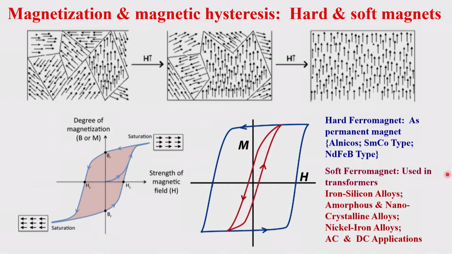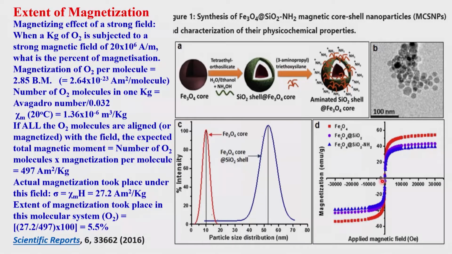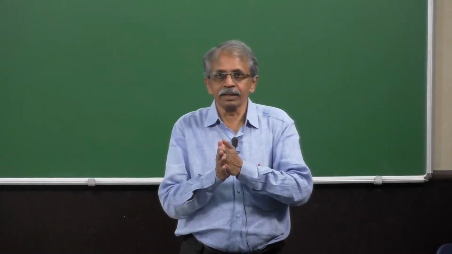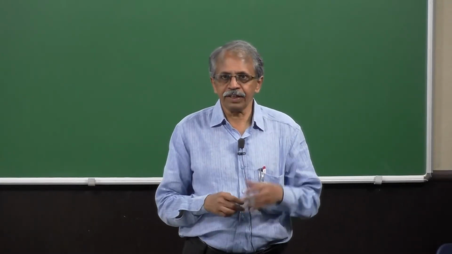Soft ferromagnets are used in transformers. These are made from iron silicon alloys, amorphous and nanocrystalline alloys, and nickel iron alloys. So, you can use them in a variety of AC applications as well as DC applications. This is another concept that I have introduced to you now, which is very important for the application aspects of it. I said earlier, when you try to apply a magnetic field, it does not mean that the material has to listen to the magnetic field and then get oriented.